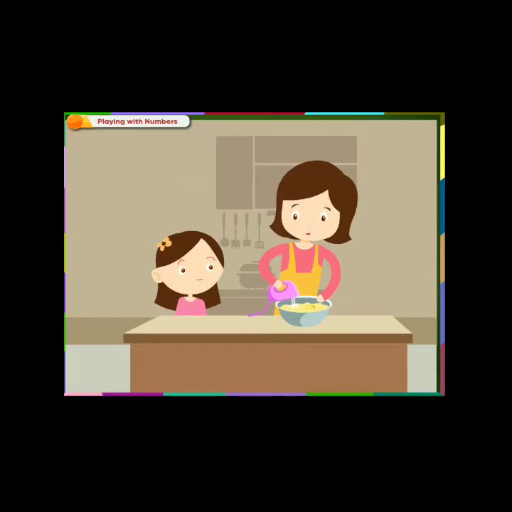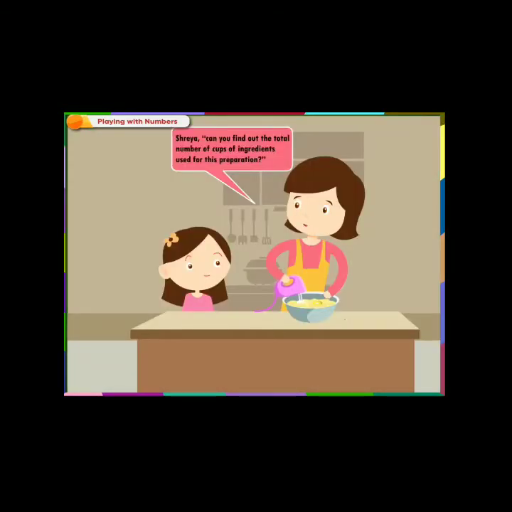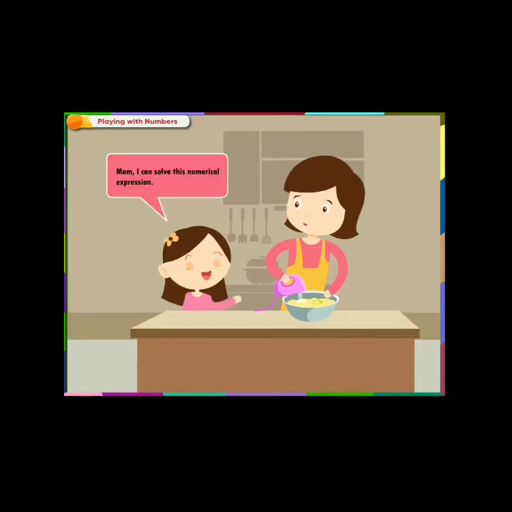Earlier, Shreya's mom was using 4 cups of flour and 2 cups of sugar. But now she has tripled the quantity of flour as well as sugar. Therefore, the total number of cups will become 3 multiplied by 4 plus 3 multiplied by 2. Mom says, "Shreya, can you find out the total number of cups of ingredients used for this preparation?" Shreya says, "Mom, I can solve this numerical expression."